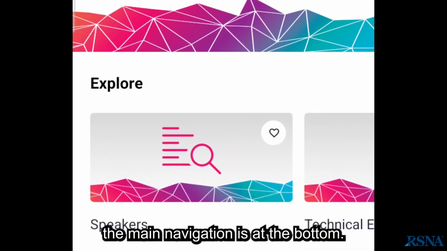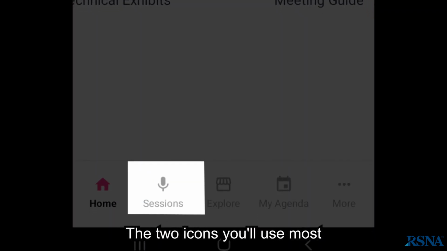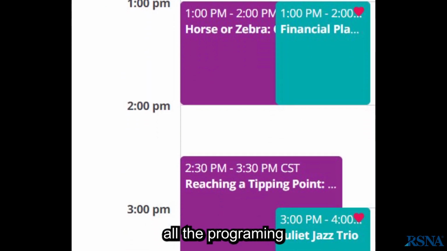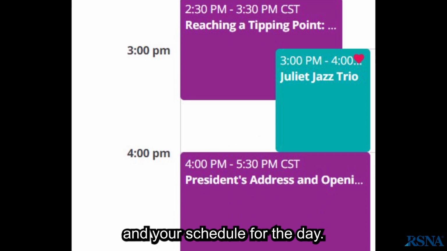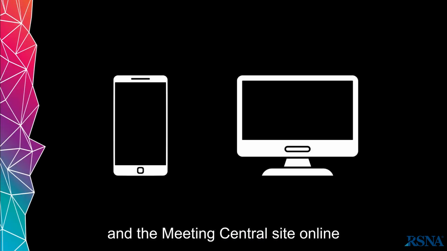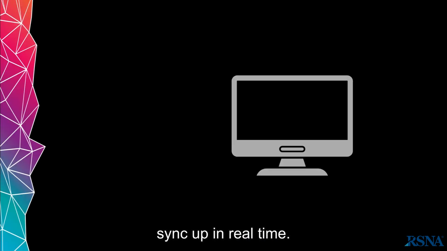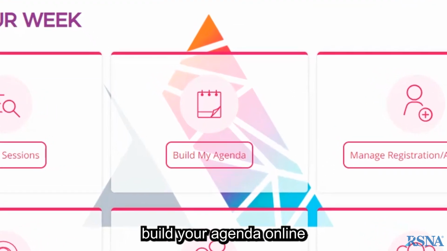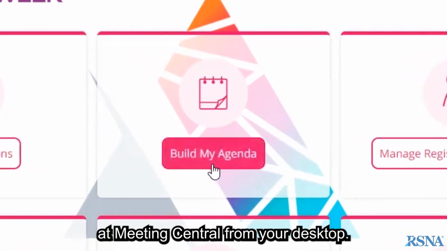Once in the app, the main navigation is at the bottom. The two icons you'll use most often are Sessions and My Agenda. This is where you'll see all the programming and your schedule for the day. The app and the Meeting Central site online sync up in real time. You can build your agenda using the app or on Meeting Central. For the best experience, build your agenda online at Meeting Central from your desktop.